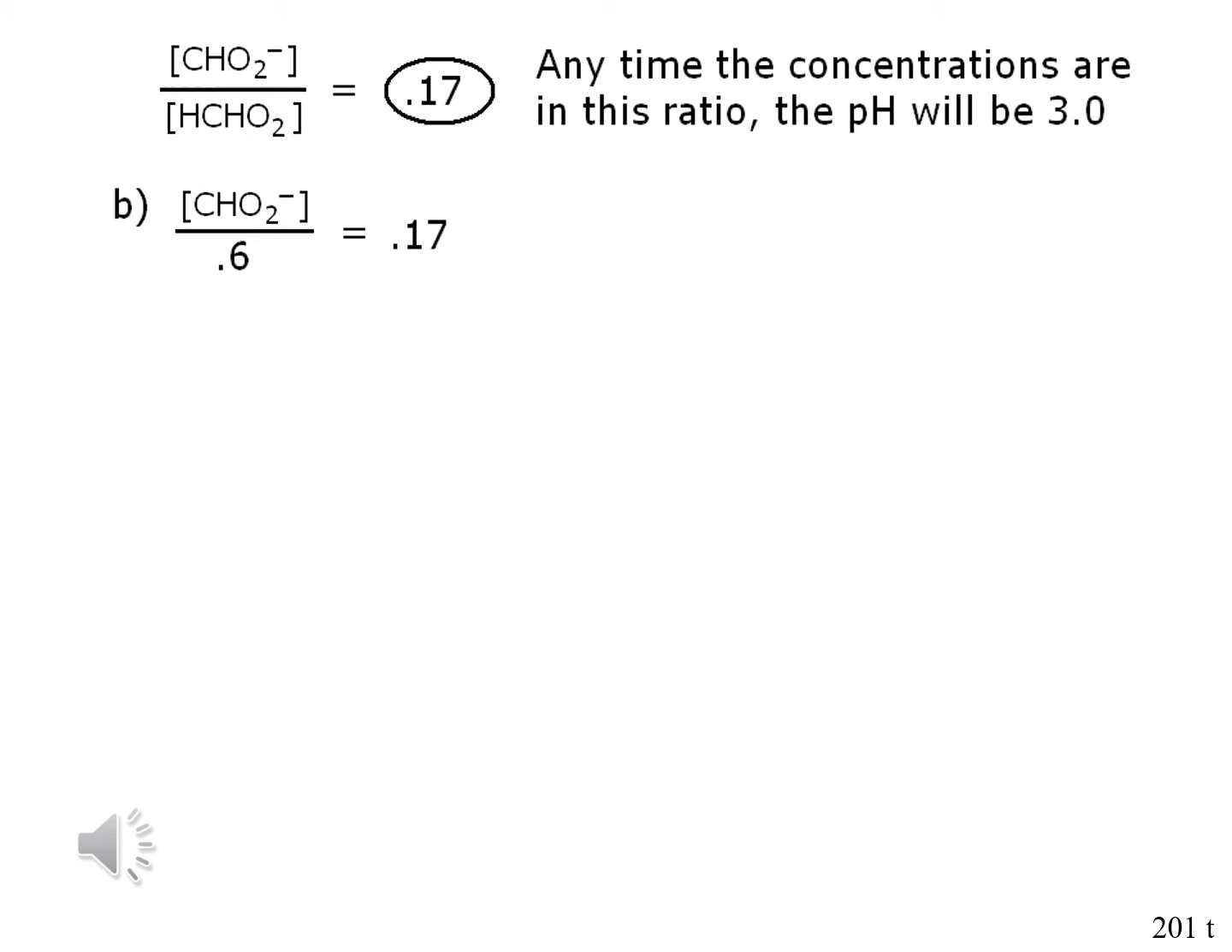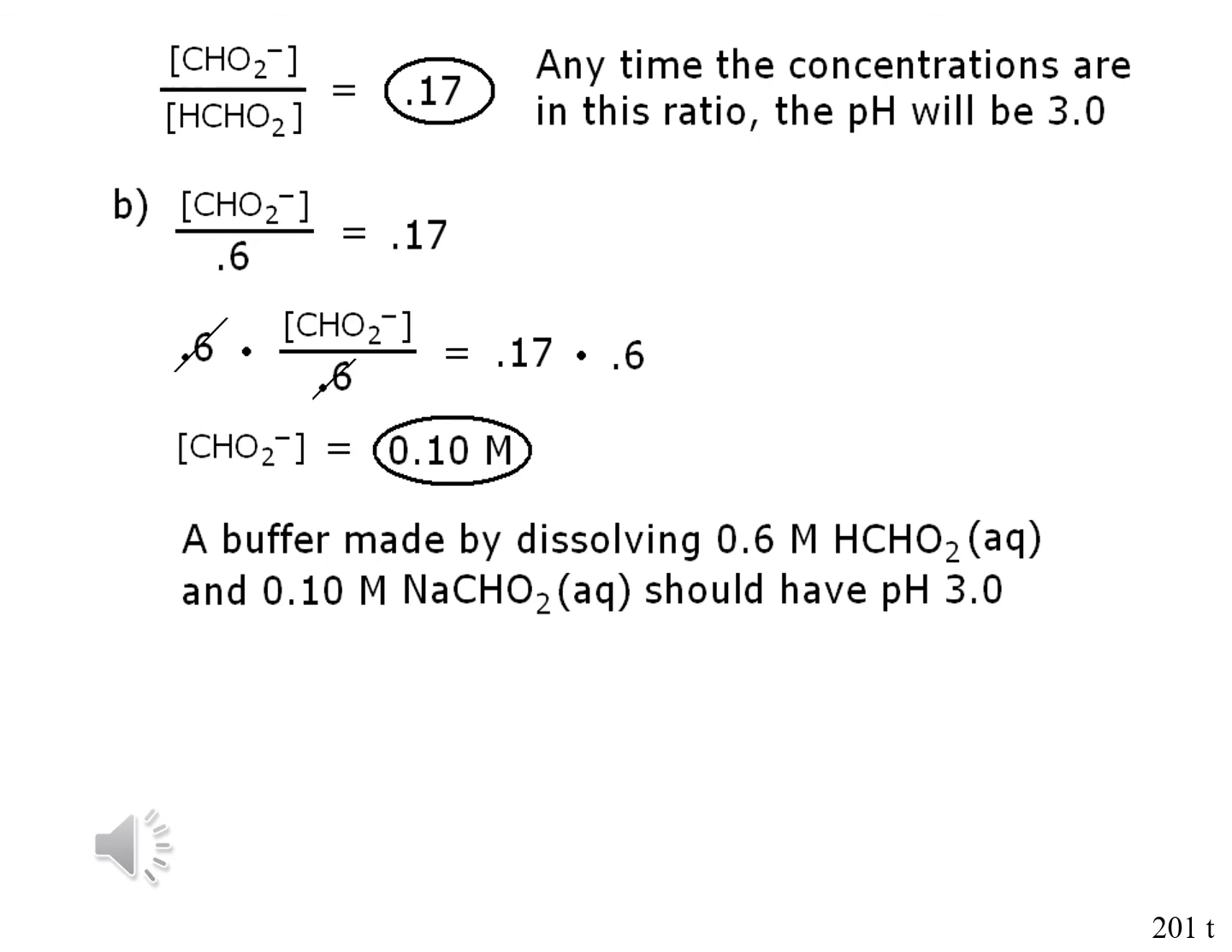Part B says if you start with 0.6 acid on the bottom, how much base do you need? Well, this is easier because all you got to do this time is multiply both sides by 0.6. So if you multiply both sides by 0.6, it cancels out. And you end up with 0.1 molar, so if you make a buffer of 0.6 molar acid and 0.1 molar base, you should have pH 3. You probably won't get it exactly, but you can calculate it. We're going to look at how to do it alternately in a minute.